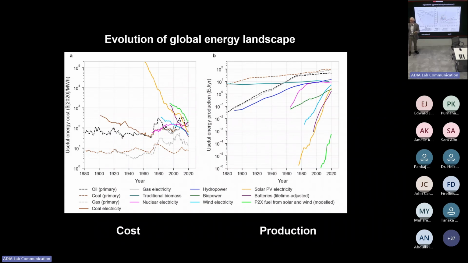I apologize, a few of you have seen this already because I showed it in another presentation yesterday. But this shows the history of energy in the world. And the slide on the right shows the useful energy production. It's in powers of 10, so it's a logarithmic scale, which means that exponential change is a straight line. That's all you have to know.